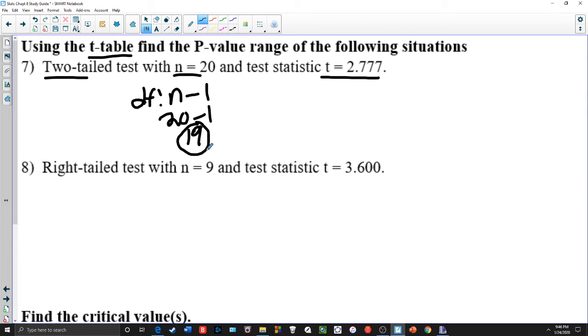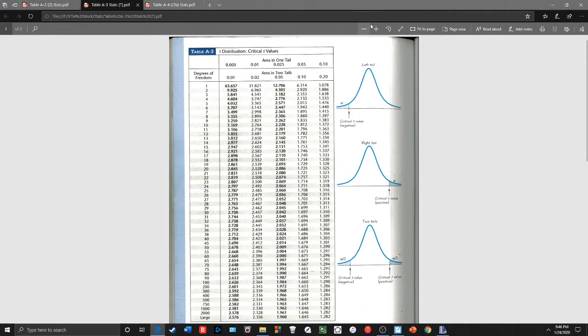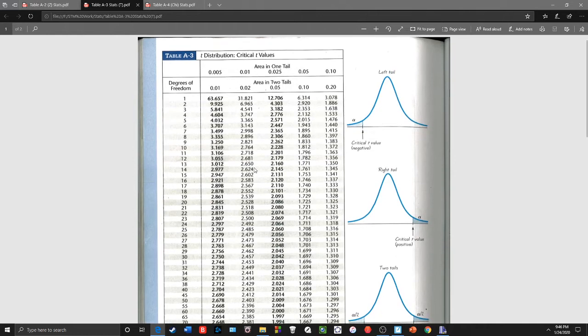And it's also a two-tail test, which will come into play later because we're going to have to look in the two-tail row. And my test stat is 2.77. So this is the one I want to try to get as close to as I can. So here's what I'm going to do. Go to my table. I'll have to zoom in a little bit. Find 19 degrees of freedom. Well, here's 19 degrees of freedom right there. So I'm going to look in that row, and I'm going to find as close to 2.77 as I can.